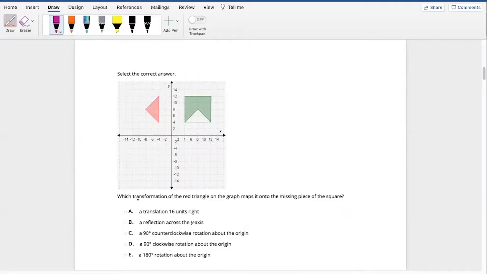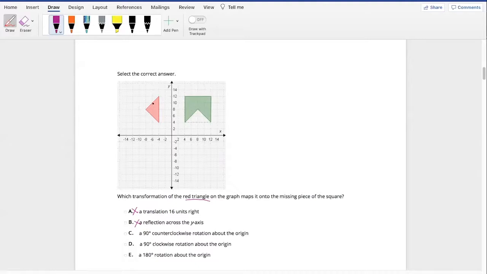Let's take a look at another one. Which transformation of the red triangle on the graph maps it onto the missing piece of the square? So what can I do to get this piece over into this piece here to fit the puzzle? Well, it's not just a slide. That doesn't work. Translation is a slide. Reflection, if it reflects over, it's still not right, I need this part to be facing up here. So a reflection is also not going to work. It's going to be some type of rotation. This somehow needs to be rotated.